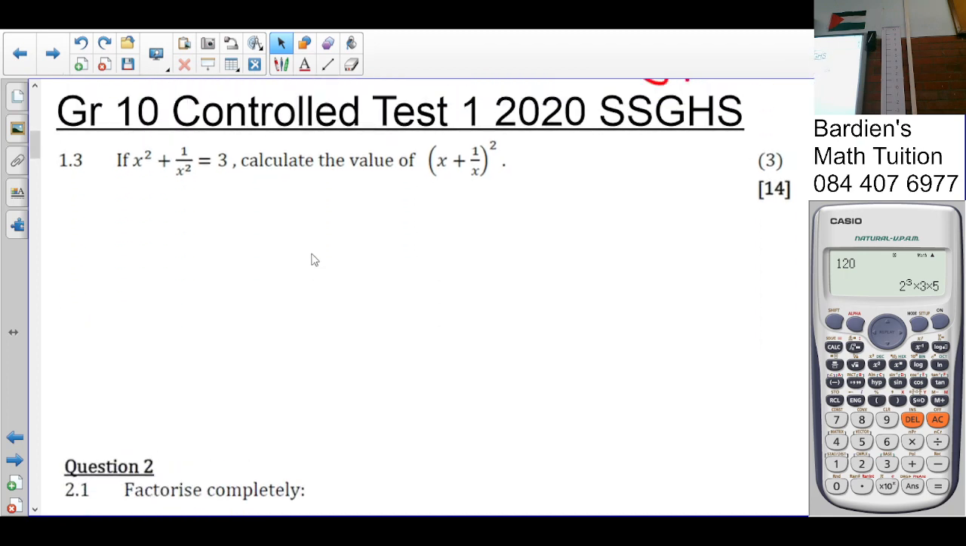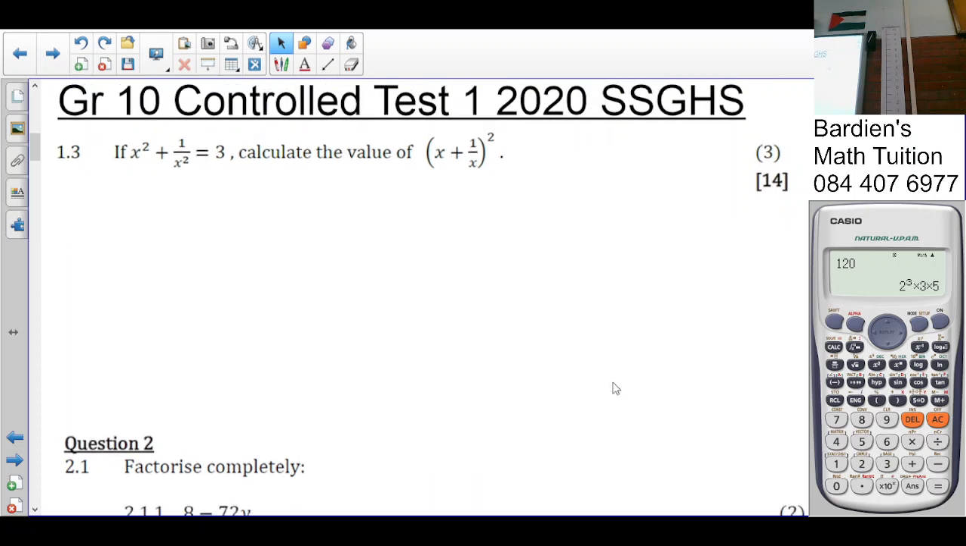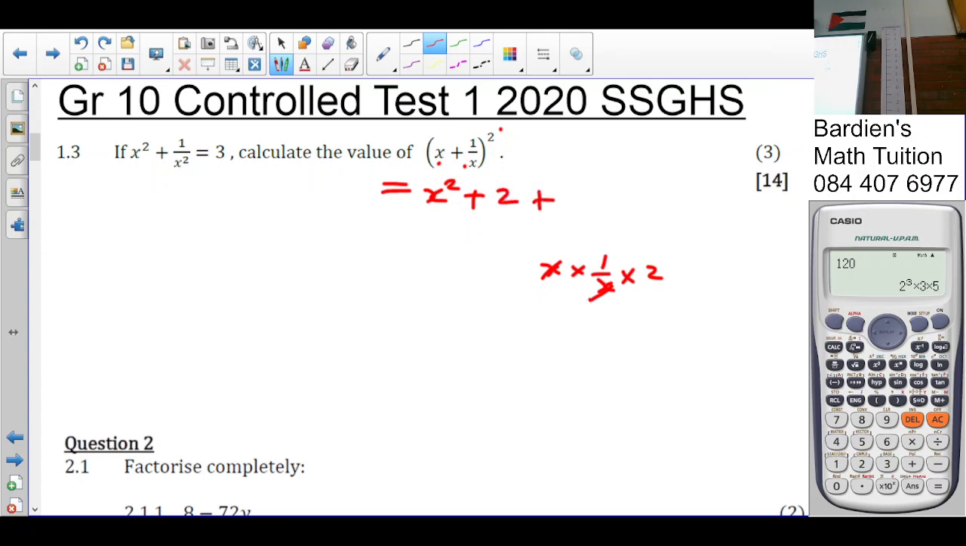The next question, we are told that if x squared plus 1 over x squared is equal to 3, calculate the value. So what I do here is I first expand this. This is a binomial square. The first term I get x squared, plus that times 2, so x times 1 over x times 2. The x's cancel, not so? Leaves you with 2, plus the last term squared is 1 over x squared. Again, if you don't know how to apply the binomial square, write it out twice and multiply.